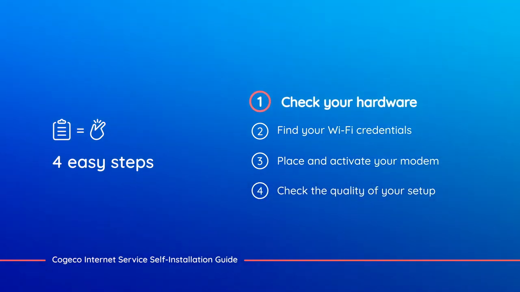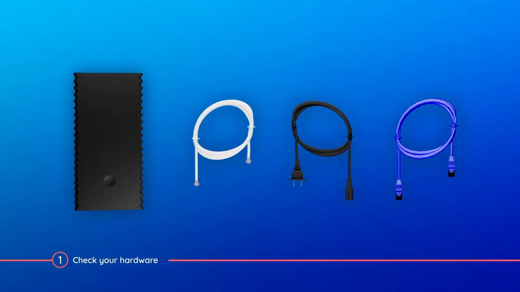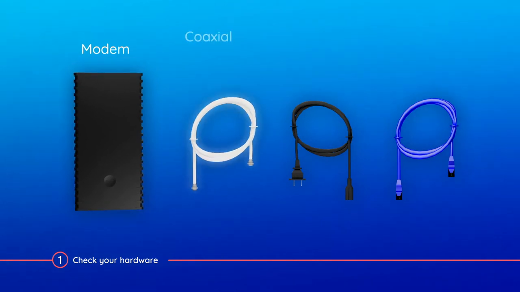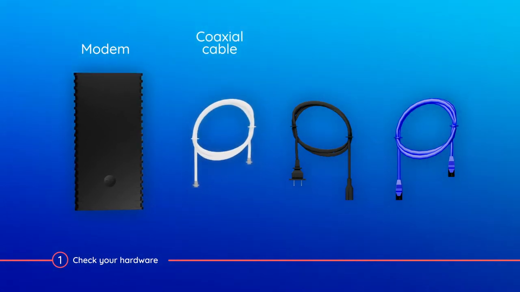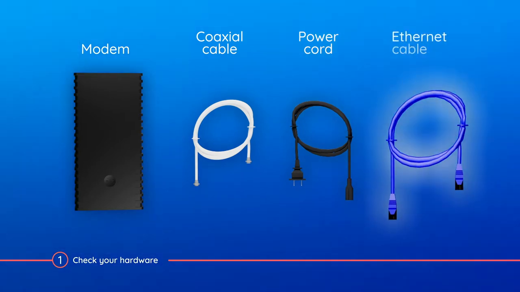Let's go over everything in your installation kit. You should have the modem, the white coaxial cable, the modem power cord, and if needed, an Ethernet cable.